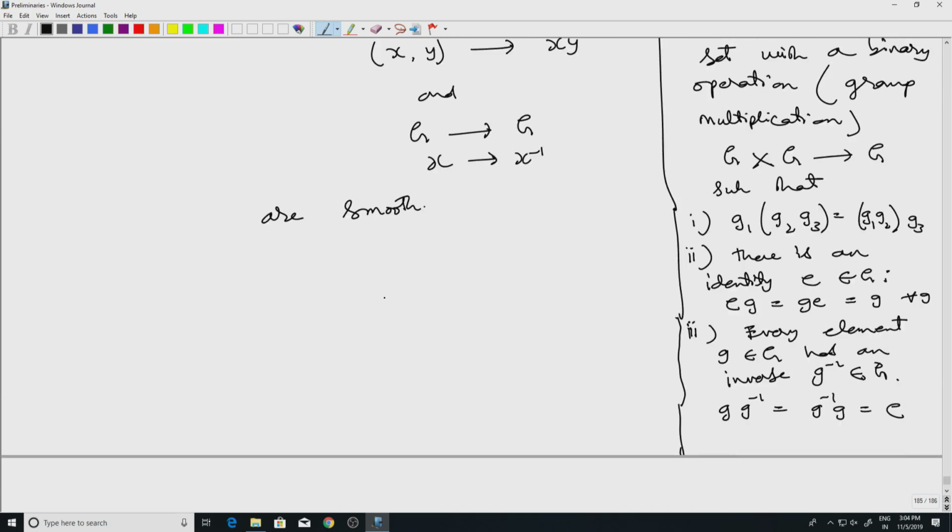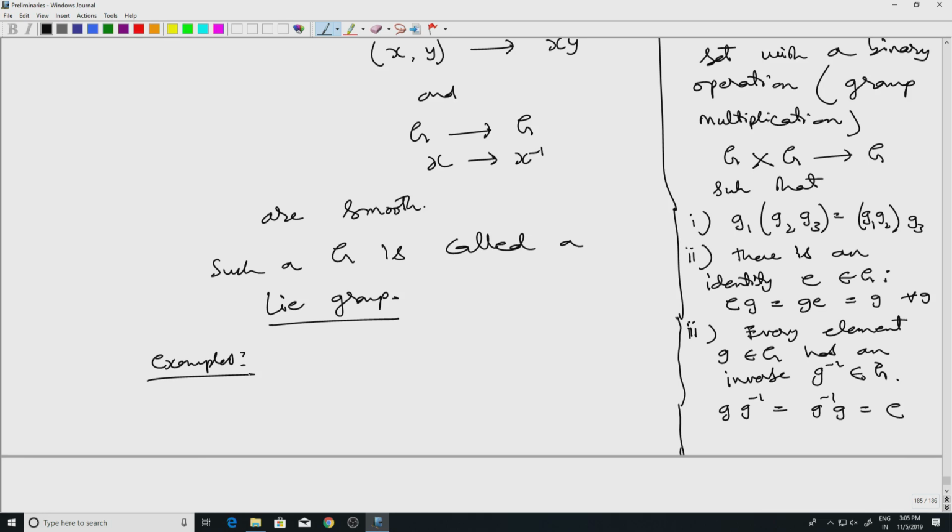But the good thing is that one has lots of natural examples of this. So such a G is called a Lie group. So one can think of it as a manifold which is a group, or a group which is also a manifold. So examples. Any vector space is trivially a Lie group.